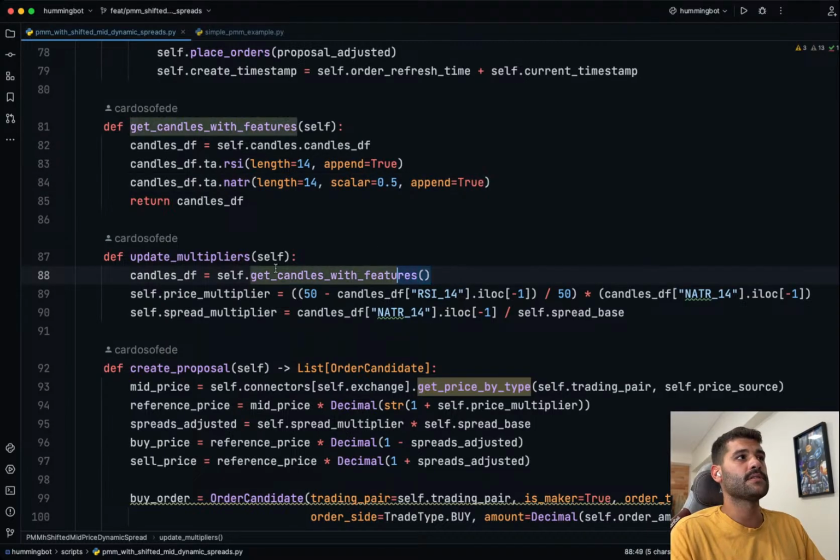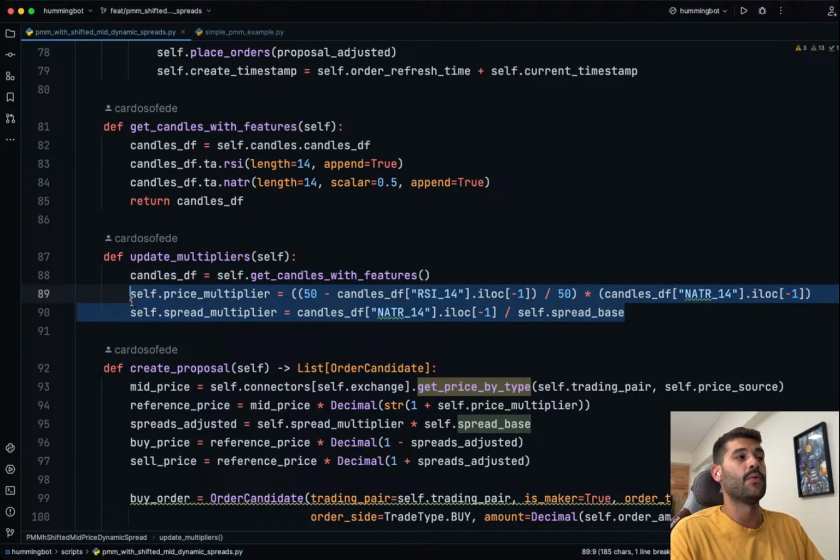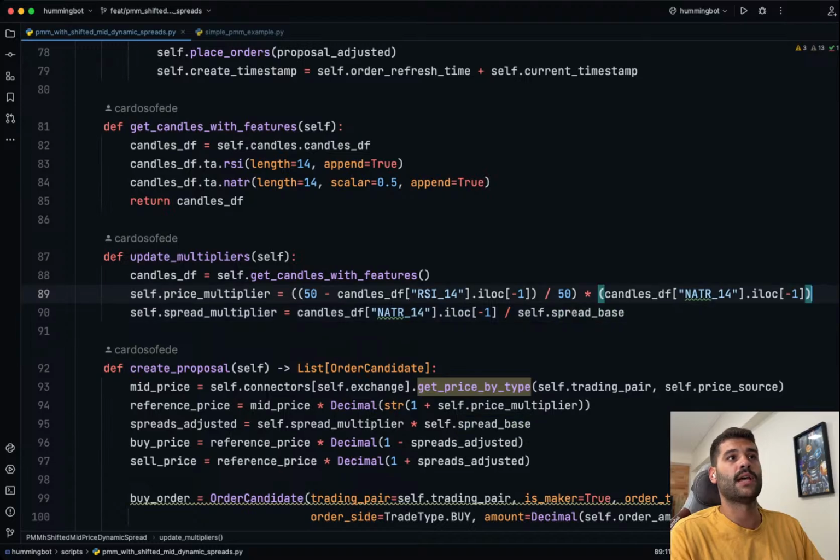Once I have the candles here with the indicators that I want, I'm doing the normalization that we reviewed beforehand in the description of the scripts. As you can see, I'm using the normalized average true range and the RSI: 50 minus the RSI divided by 50, and then multiplied by this value. This will be the shift, the multiplier for the price, and this will be the multiplier for the spreads, right?